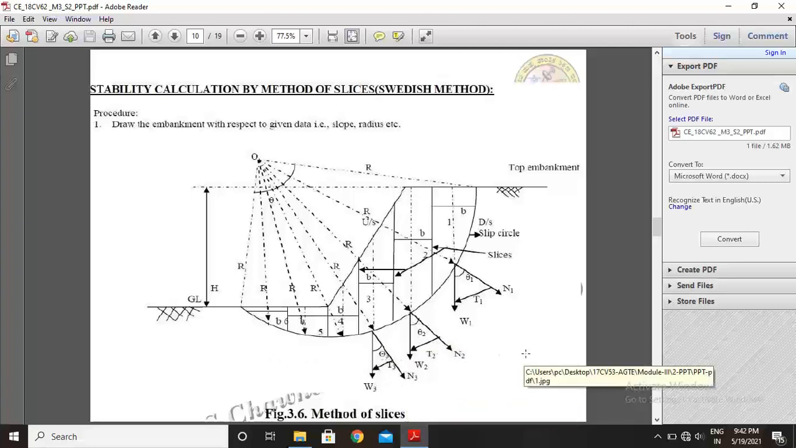So this is how to plot the embankment with slices, how to divide it, and how to locate the normal force, tangential force and self weights. This is the first step.